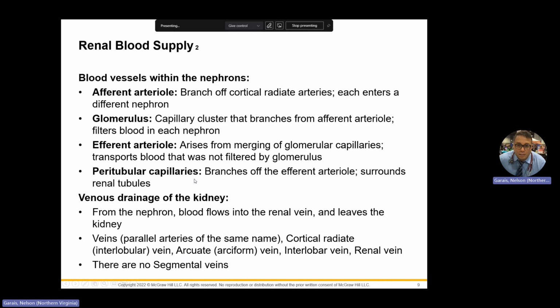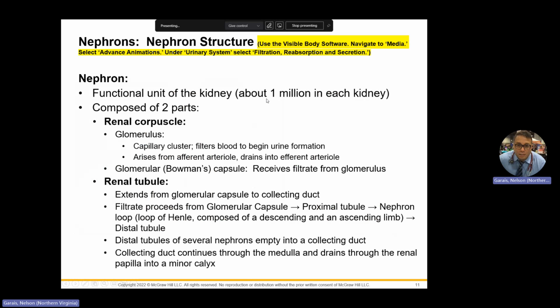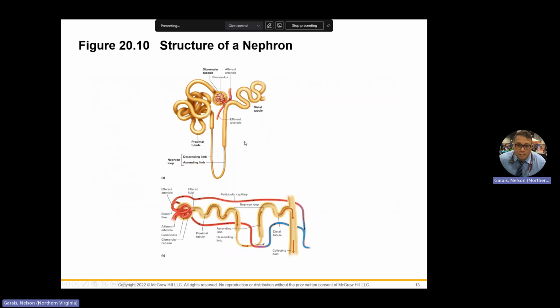Afferent, efferent, arterioles and glomerulus and all this stuff is best talked about through this. This is your nephron. And there's about 1 million of them. I thought like 300 million. No, maybe it's 350,000 or 500,000. I don't know. But there's 1 million of them, and they're microscopic. And what do they look like? Well, let's look at this.